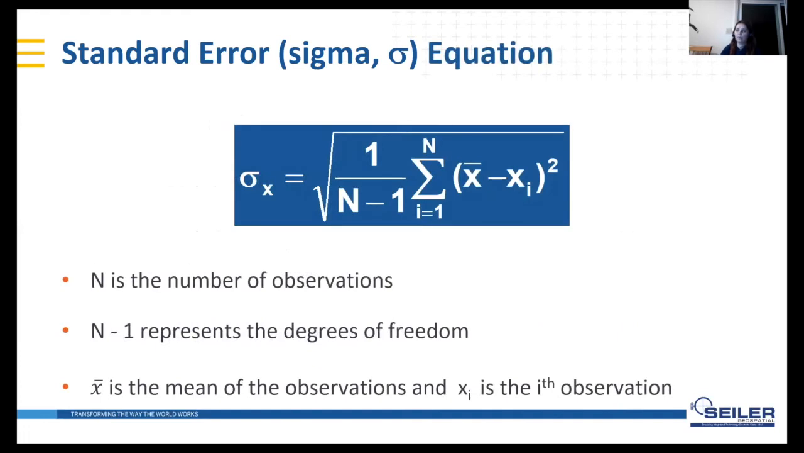And this is the formulation for calculating standard error. X dash is X bar, the mean value, which is the average value of our observations. N minus 1 is our degrees of freedom. We calculate a sigma value, and we display the sigma on our histogram.